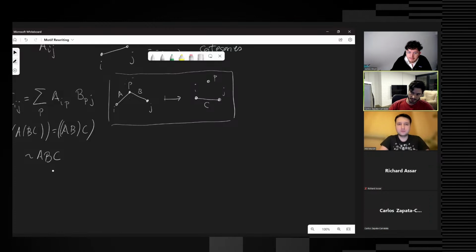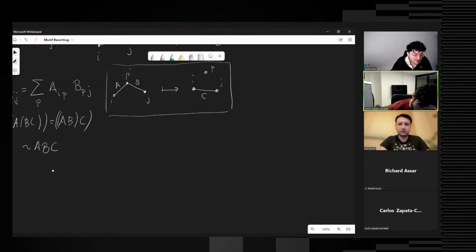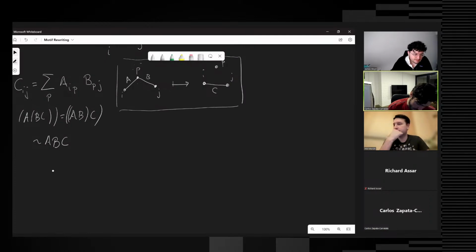In the diagram side. I prefer to call these diagrams instead of graphs, so that we don't mix the graph adjacency stuff. So in the diagram side, we can write this, right? So what is ABC? So ABC is the situation where you have. So if you were to write, okay, let's write this formula, right? A times BC.